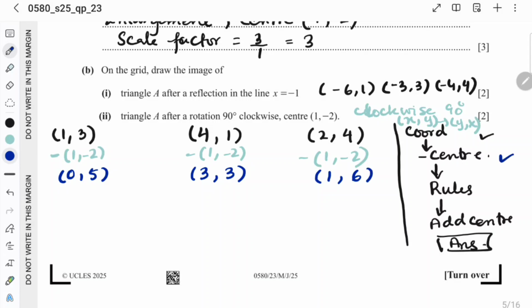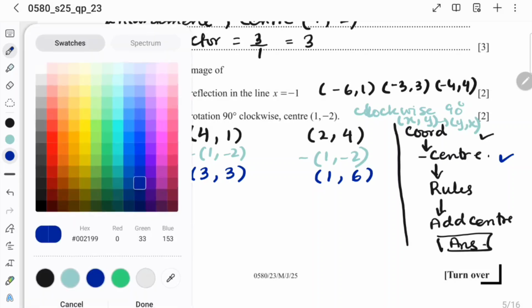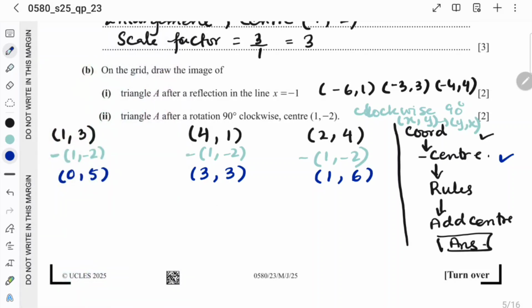So I have subtracted the center also. Now what do we do? We can easily just apply the rule, like (x, y) will become (y, -x). You change their places, and that 5, and we cannot write down 0 with a sign, because 0 doesn't have a sign. Now I'm changing 3 and -3, and then (1, 6) will become (6, -1). (x, y) will become (y, -x).